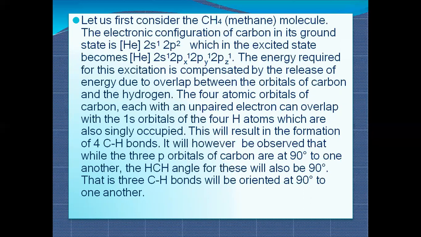We know that the p orbital is divided into three levels: x, y, z. So in the ground state, this is 2s2 2p2. There is a typing error here. So 2s2 2p2. This is the electronic configuration in the ground state.